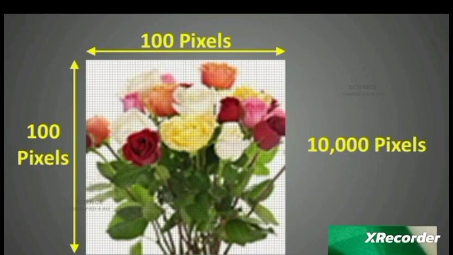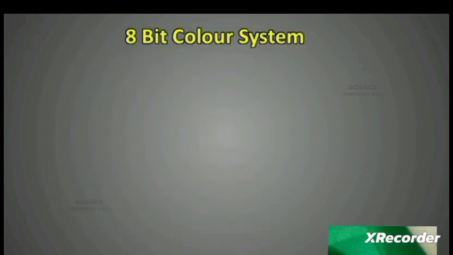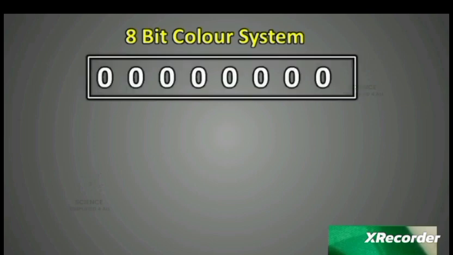Each of those pixels can have its own color. So when storing an image, it is not enough to save only how many pixels there are. The computer must also save the color of each pixel. For now, let us assume we are using a computer with an 8-bit color system.